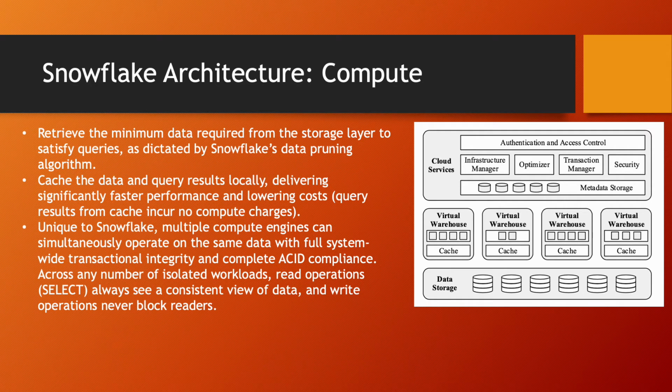Coming to the compute part of Snowflake architecture, this compute layer is the Snowflake muscle. Compute engines designed to process large quantities of data quickly and efficiently perform all data processing. Compute engines do the following when performing a query. First, they retrieve the minimum data required from the storage layer to satisfy queries, as dictated by Snowflake's data pruning algorithm. Second, they cache the data and query results locally, delivering significantly faster performance and lowering cost.